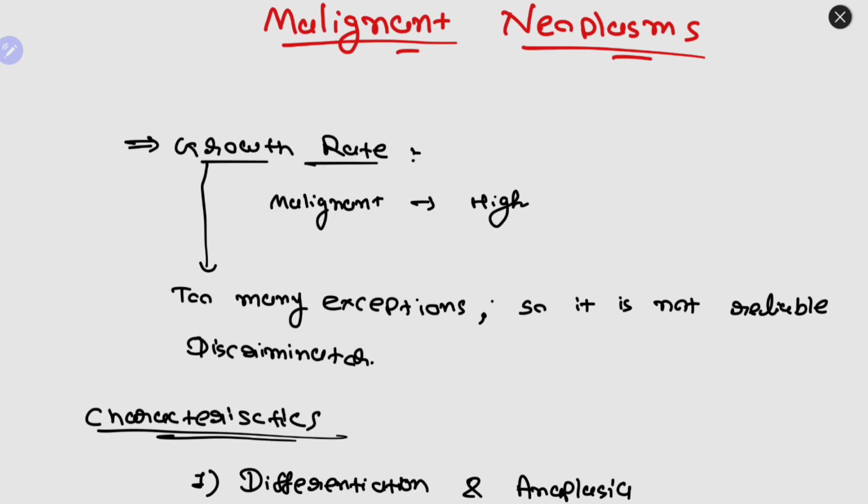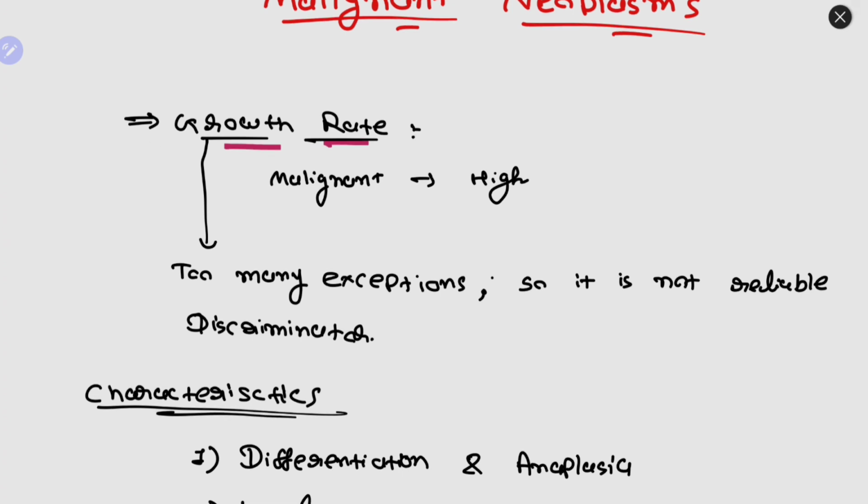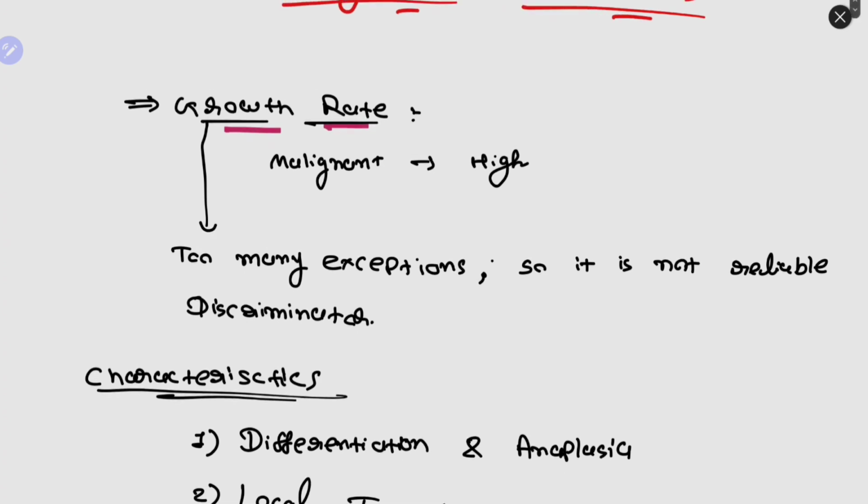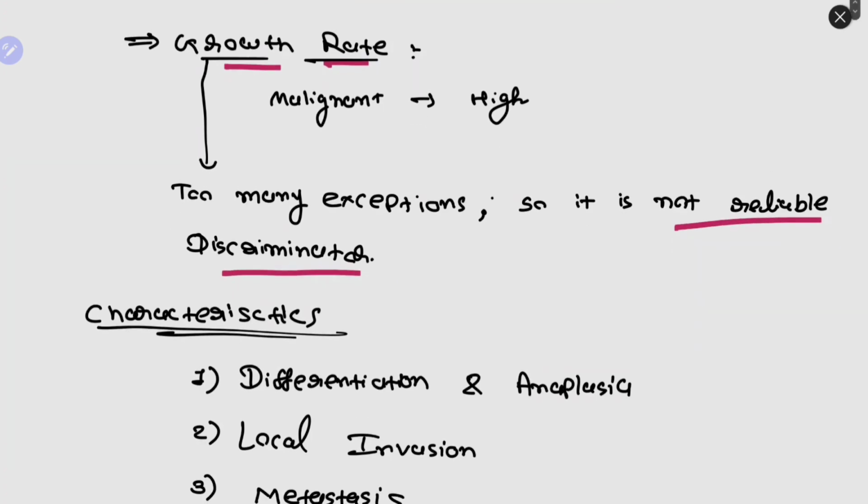The first thing that comes to mind is growth rate. In malignant tumors, the growth rate is very high. They grow rapidly, while benign tumors grow slowly, so their growth rate is low. But there are too many exceptions in this case, so this is not a reliable discriminator between malignant and benign.